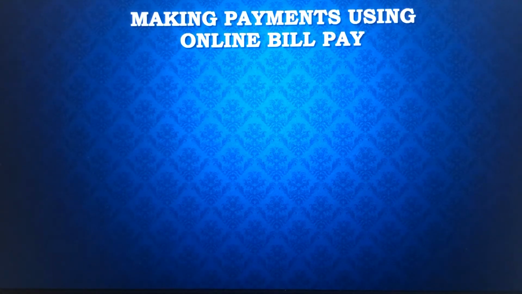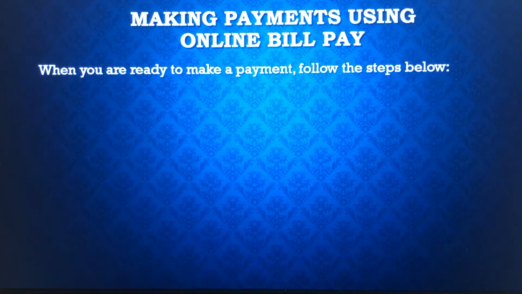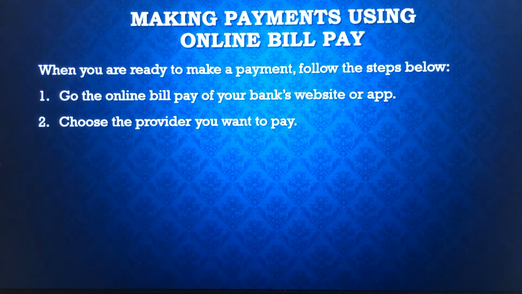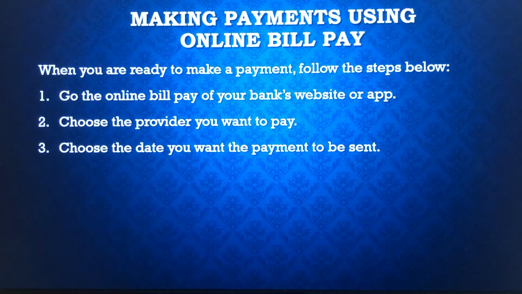Making the payments. Once you've got everything set up, making the payments is pretty easy. When you're ready to make a payment, you want to follow the steps below. You're going to go to the online bill pay of your bank's website or app. Both the website and the app will have the bill pay there for you. You're going to choose the provider that you want to pay. Once you've chosen that provider, it's going to take you to a new screen, or on that screen, it'll give you some options.